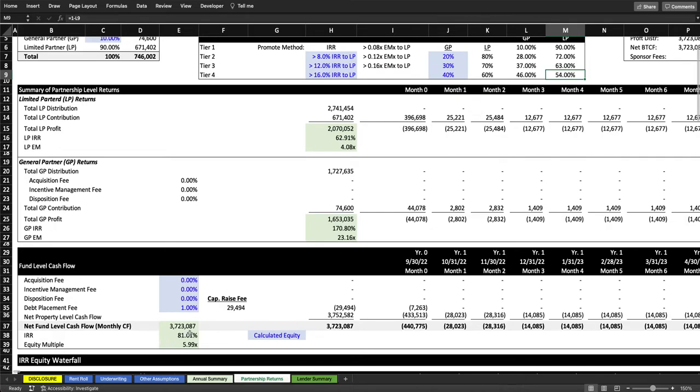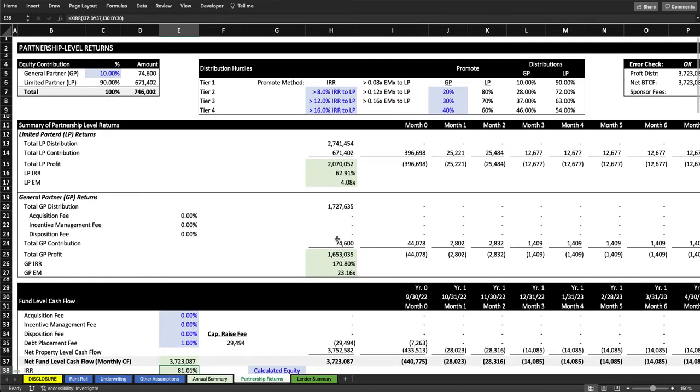This project at a fund level is generating 81% IRR, which means that last tier will definitely be hit, right? So you'll notice the general partner is receiving 170% IRR, the limited partner 62% IRR, because you have these incentive hurdles in place for the GP to really try to maximize profit as much as possible, because that will maximize the general partner's returns. Obviously, it will also maximize the limited partner's returns, but this is just the distribution method.